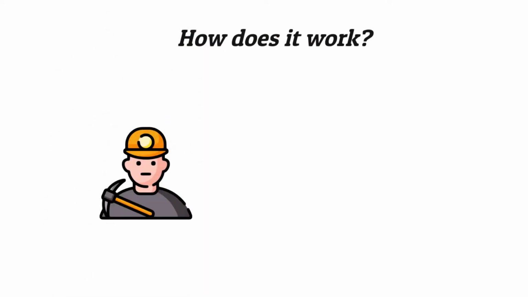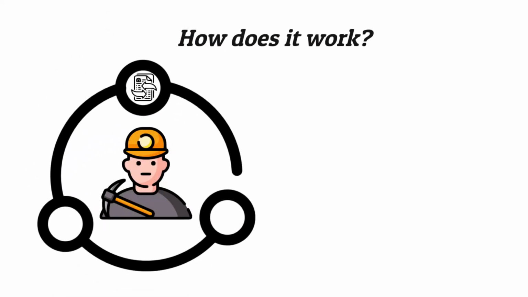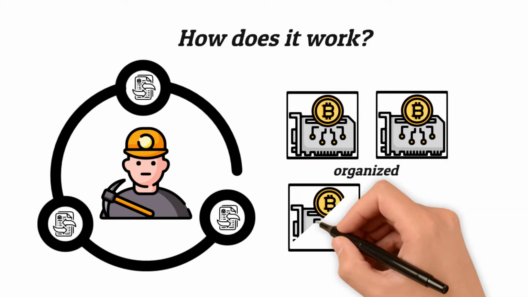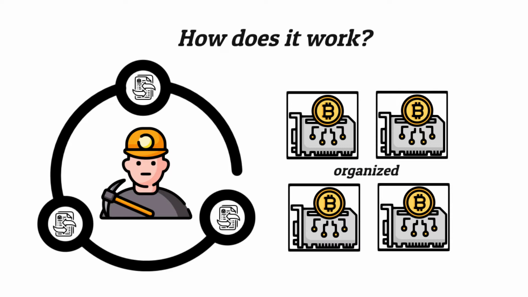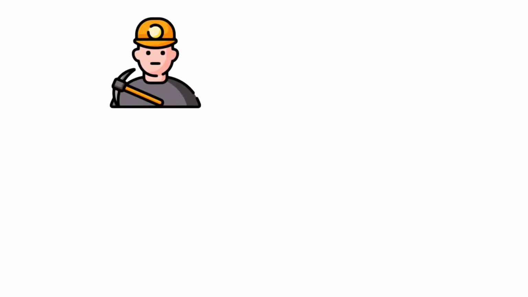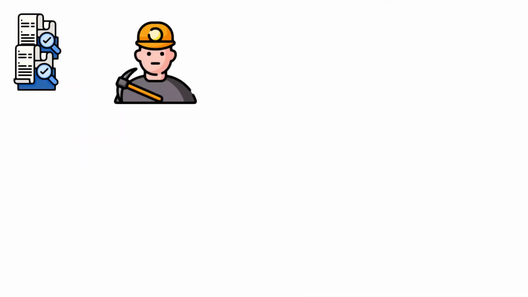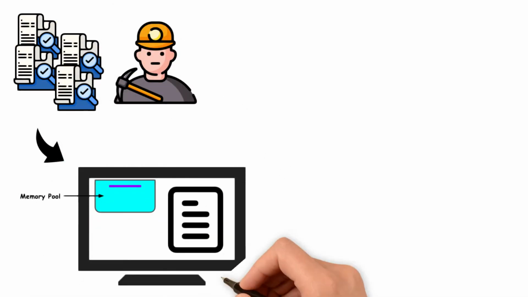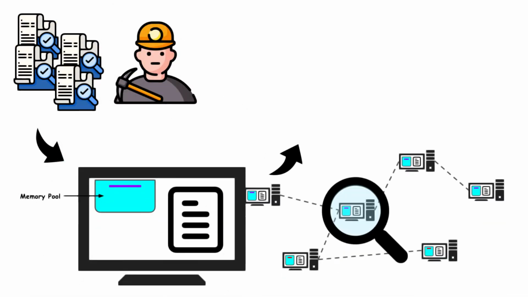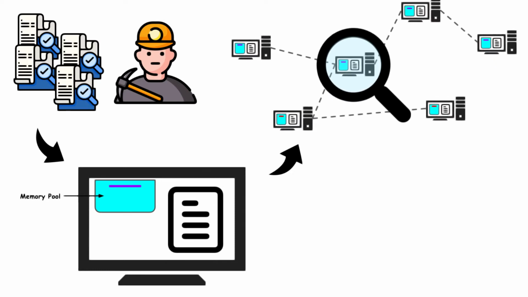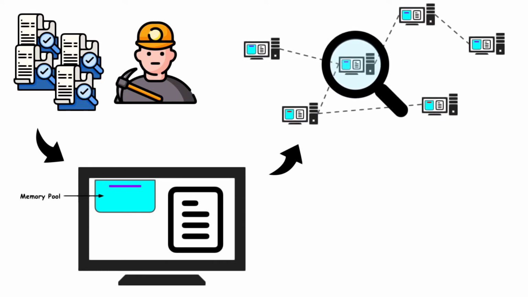So, how does it work? A miner is a node in a network who collects transactions and works to organize them into blocks. Whenever transactions are made, miner nodes receive and verify the transactions and add them into the memory pool and begin assembling them into a block of multiple transactions.